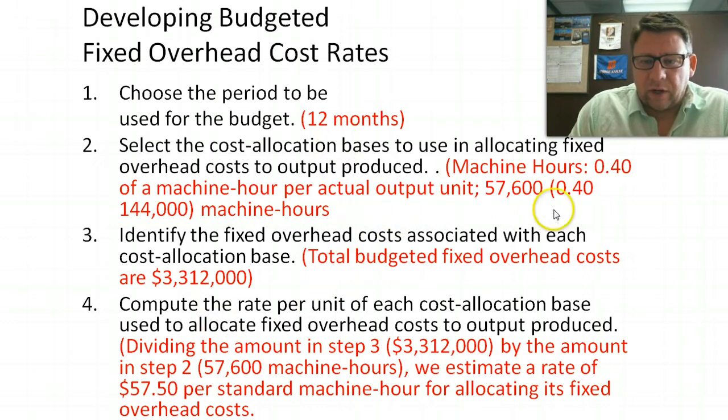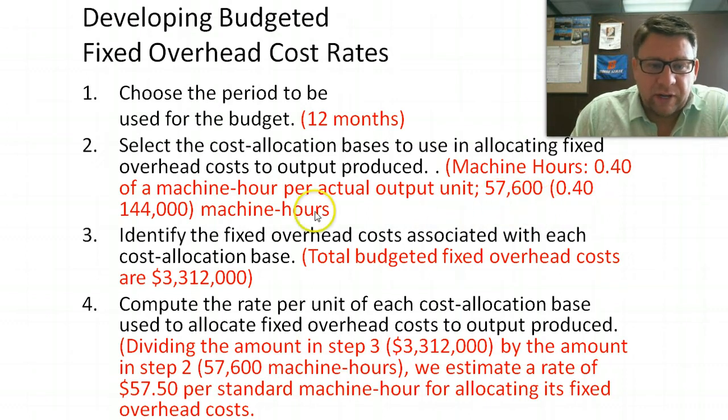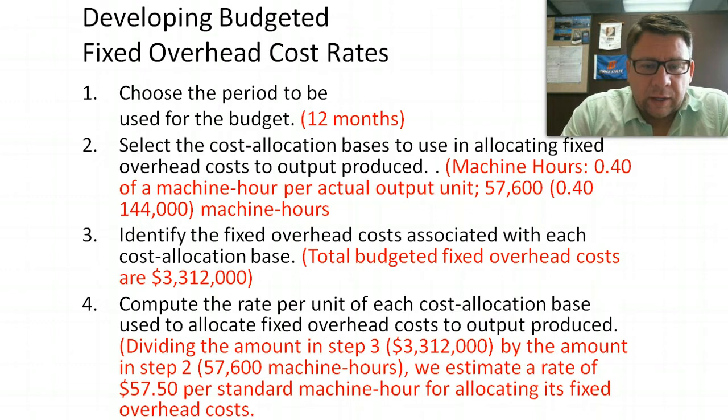And so we're making jackets, as you recall, so it's 0.4 machine hours to create one jacket, and so we're going to use 57,600 machine hours to make 144,000 jackets in the year. Then we have our budgeted fixed costs, which in this case is 3,312,000, and so we divide those just like we did before, and we come up with a rate of $57.50 per machine hour is how much we're going to allocate our fixed overhead costs.